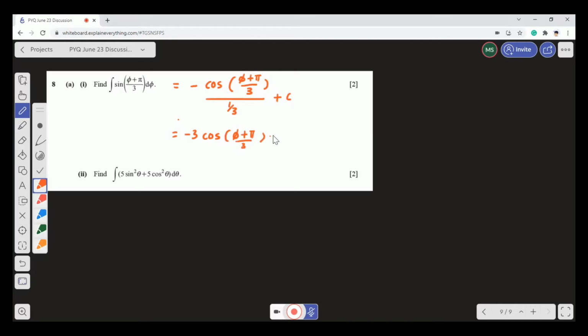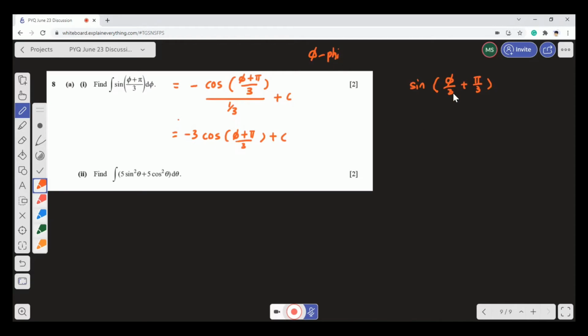Some of you must be asking, teacher, why divide 1 over 3? Because the question is like that: sine bracket phi over 3 plus pi over 3. They combine together, that's why it looks like this. This thing is called phi, P-H-I.